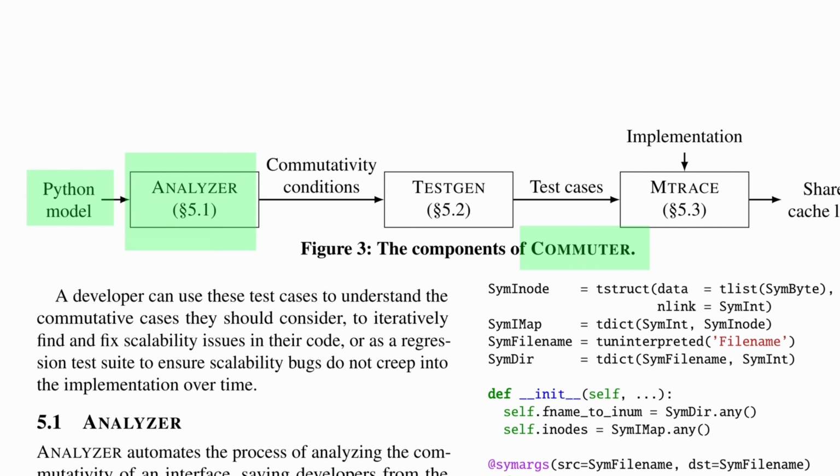The first phase analyzes the Python model and outputs the conditions under which the given API will be commutative. At that point, a programmer could read those conditions and try to follow them when actually implementing that API. But you could go a step further and generate test cases which check a real implementation. And when they are actually executed, you can look at the memory trace of those tests and issue warnings when you detect conflicting memory accesses.